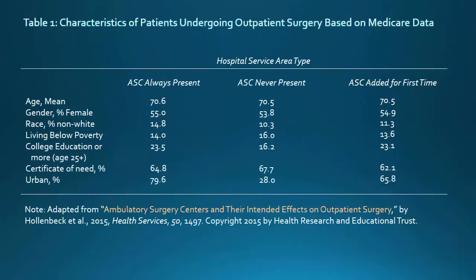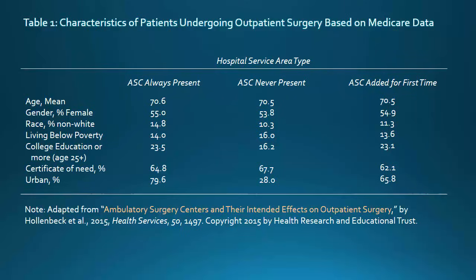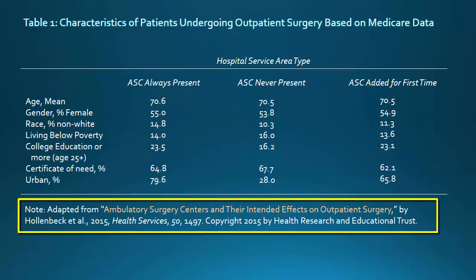This slide is devoted to a table. Like figures, tables must be numbered in sequence. Each should be displayed with an explanatory title. In this case, the title is Characteristics of Patients Undergoing Outpatient Surgery Based on Medicare Data. Tables also require a note, which appears directly beneath the table and provides any explanations needed.